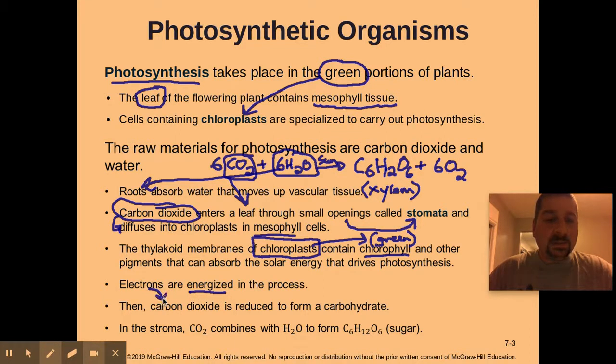If you remember from last chapter, that means that carbon dioxide is reduced, because we add electrons, which means CO2 is reduced to form a carbohydrate. This happens in the stroma. Again, we'll talk about structure in a second. It combines with water to make our end product, a high energy organic molecule called a sugar, or glucose.